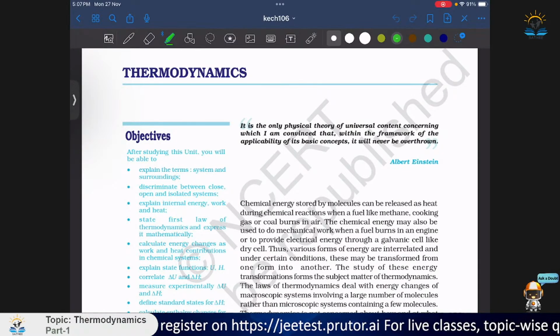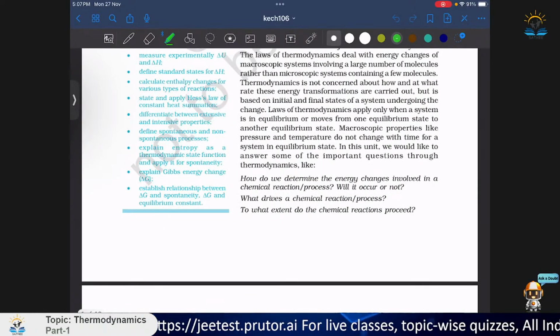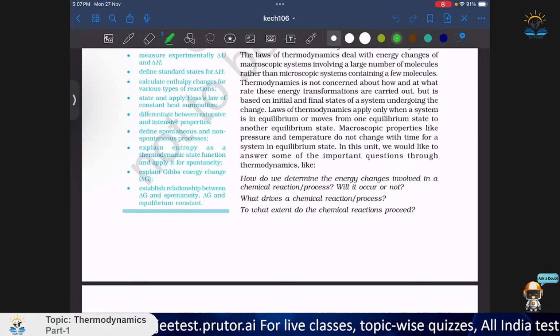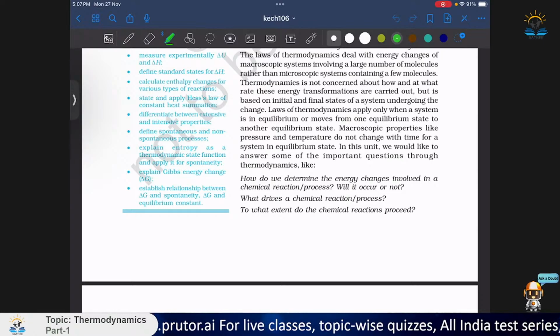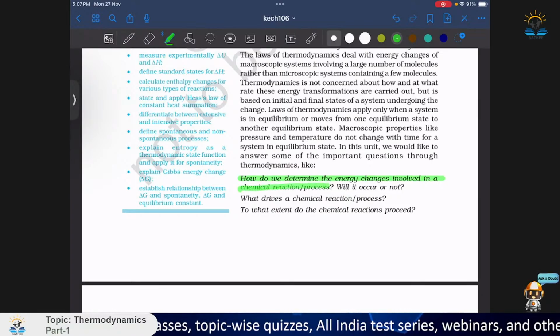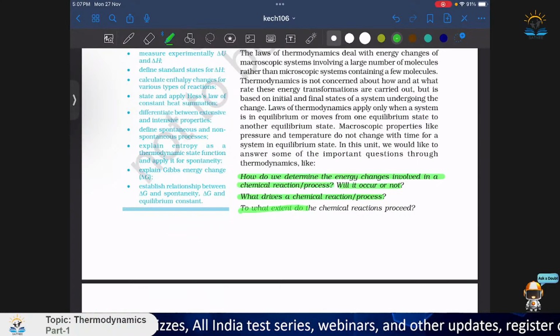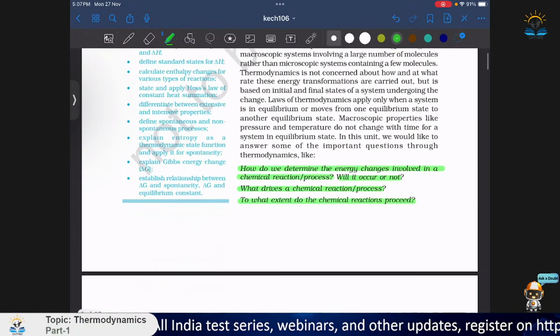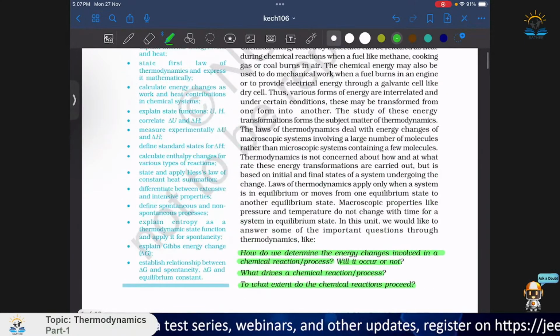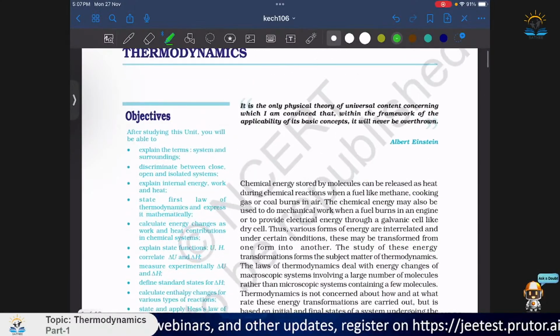All right, so the major question in this field of thermodynamics is, how do we determine the energy changes involved in a chemical reaction and process? How do we determine whether it will occur or not? Next, what drives a chemical reaction or process, and to what extent does the reaction proceed? All these can be answered on the basis of thermodynamics by studying the heat changes.